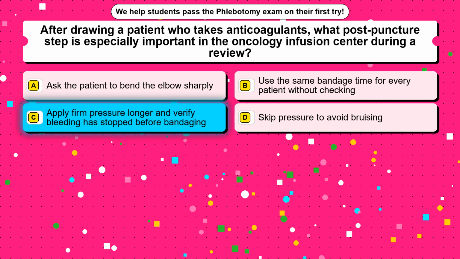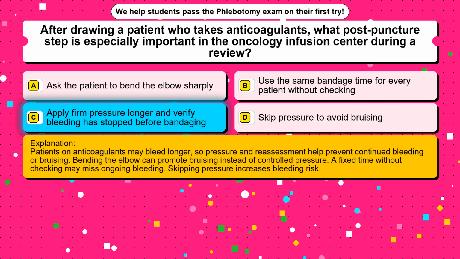Apply firm pressure longer and verify bleeding has stopped before bandaging. Patients on anticoagulants may bleed longer, so pressure and reassessment help prevent continued bleeding or bruising. Bending the elbow can promote bruising instead of controlled pressure. A fixed time without checking may miss ongoing bleeding. Skipping pressure increases bleeding risk.